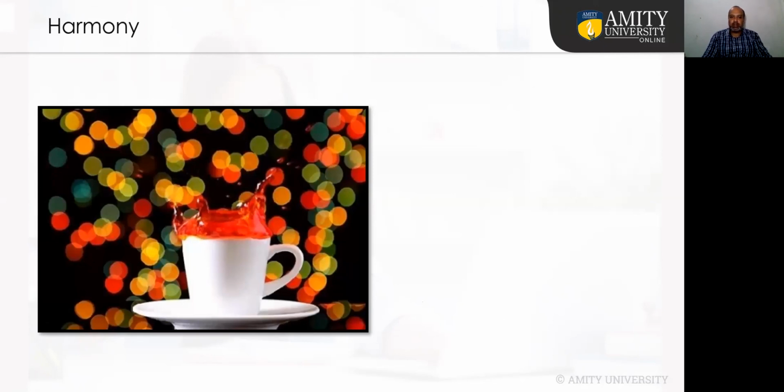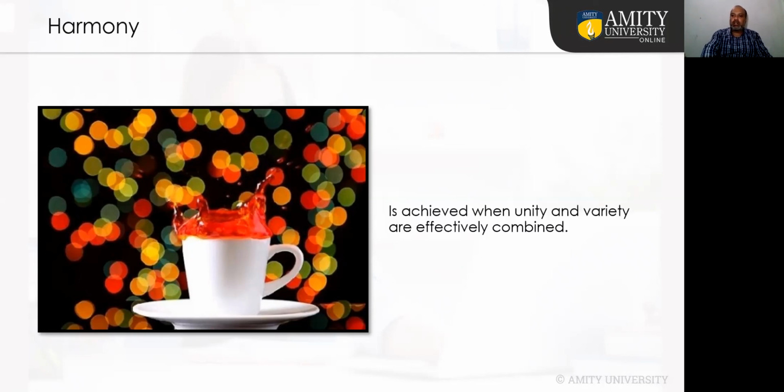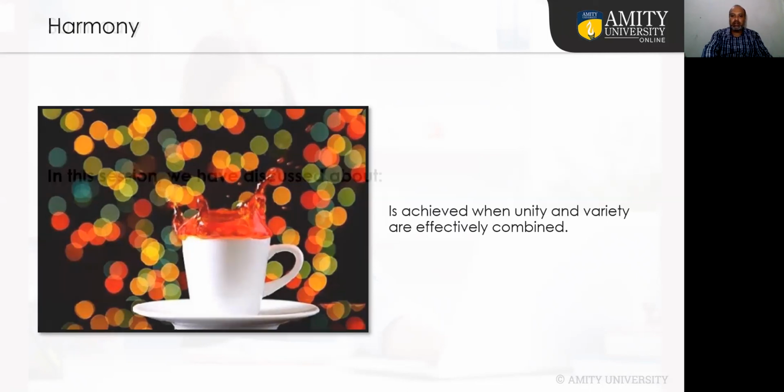Just see the background. You see the color of the cup and the water flashing out from the cup. Everything is noticeable. It's not dominated by anything. And each color has similar pace, similar light, similar tone. So this is how harmony can be achieved by just mixing unity and variety together.